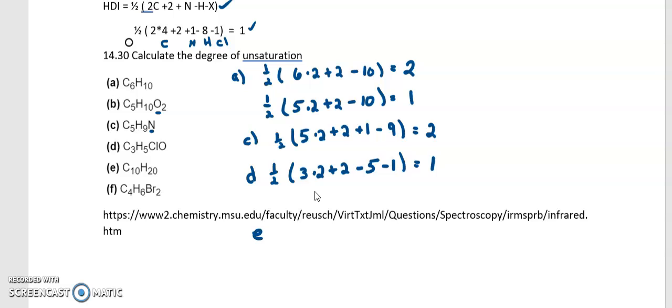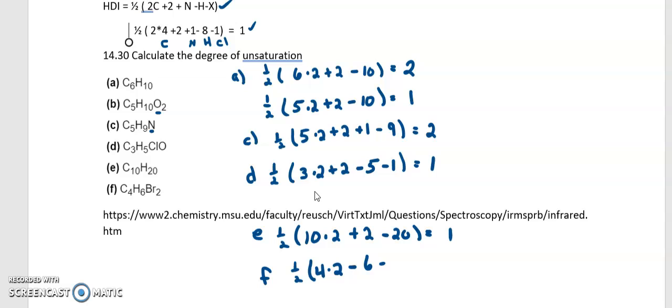E, we have 1/2. We've got 10 carbons times 2 plus 2. We have 20 hydrogens. We subtract 20 off, and we get 1. F, we've got 1/2. We have 4 carbons. We have 6 hydrogens we're going to take off. We're going to take off 2 for the bromines. And we'll end up with 1. And that ends the chapter.